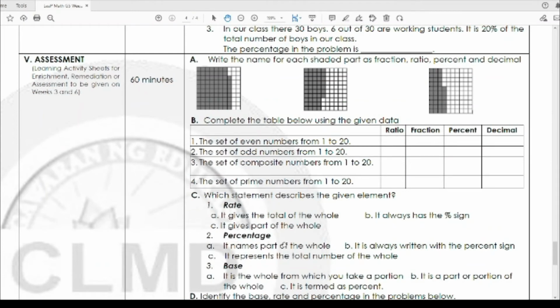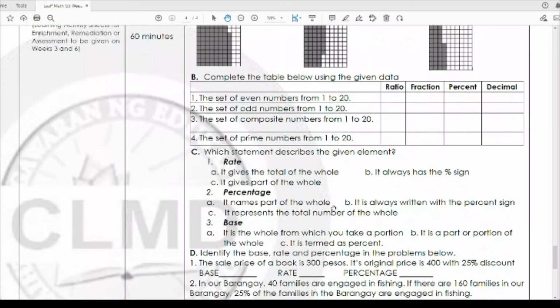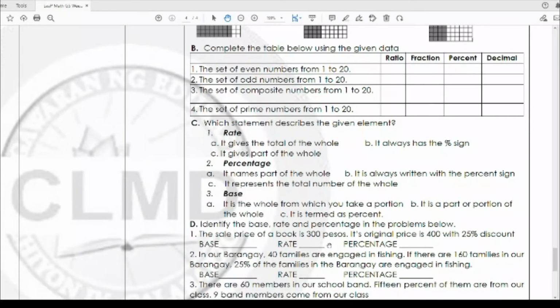Number 2, percentage. A, it names part of the whole. B, it is always written with the percent sign. And letter C, it represents the total number of the whole. So what is percentage? Number 3, base. So A, base is the whole from which you take a portion. Letter B, it is a part or portion of the whole. C, it is termed as percent.